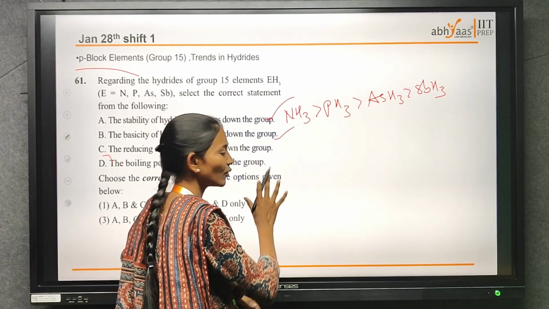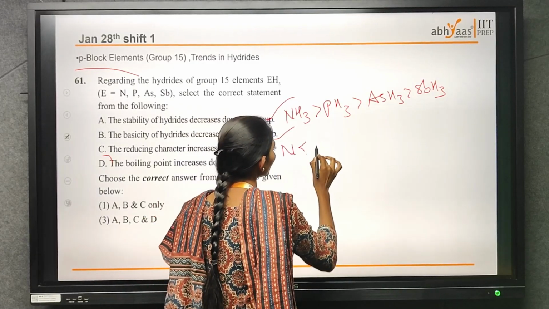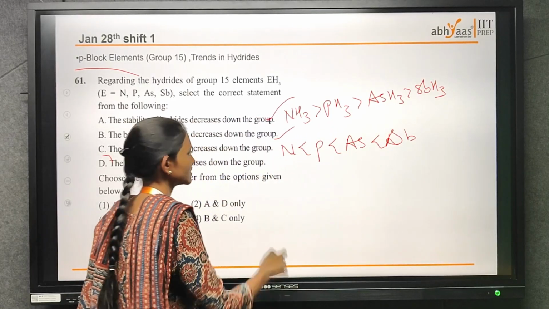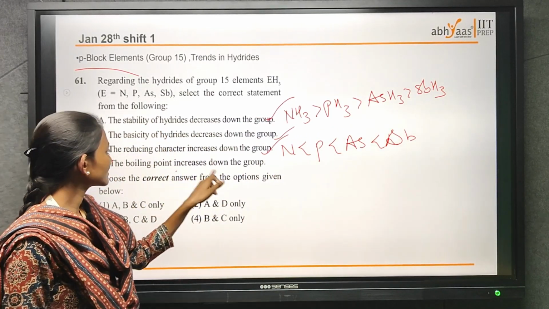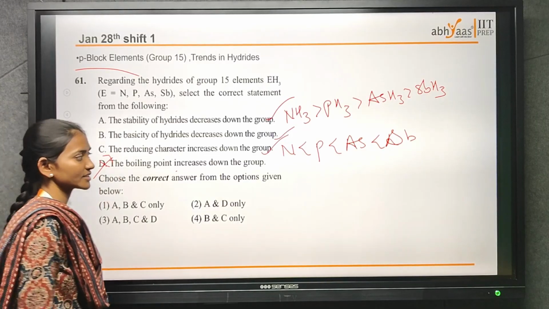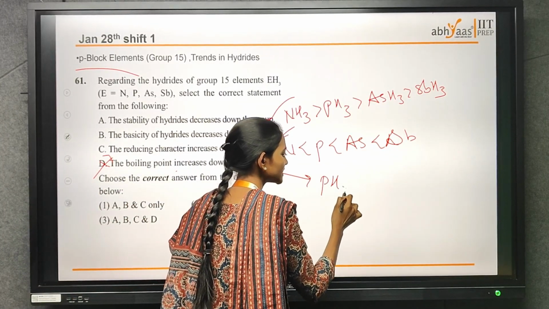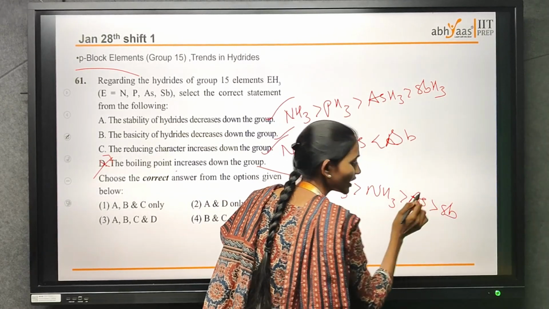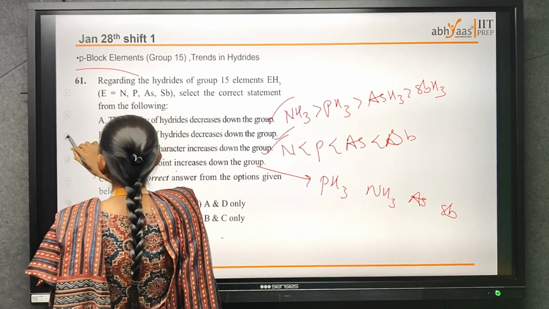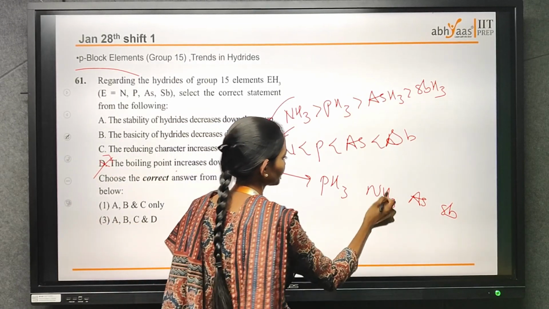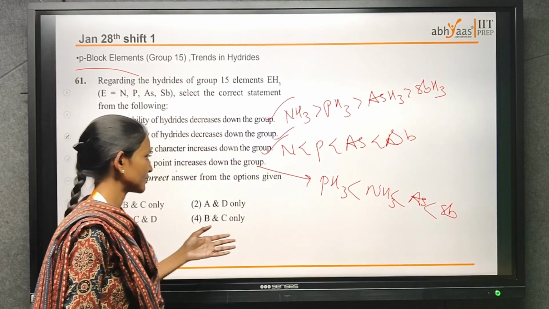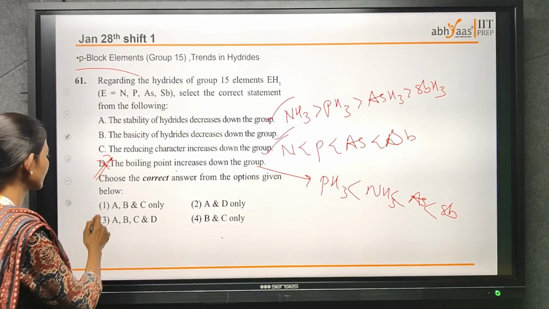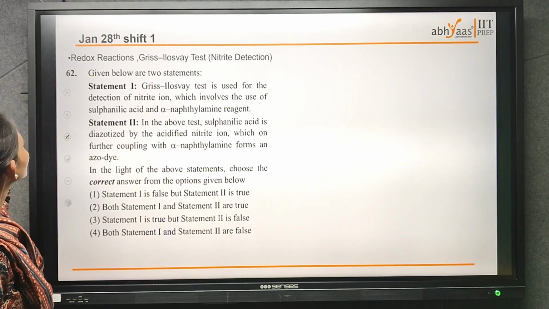If you see here, what happens? Nitrogen, phosphorus, arsenic and antimony. So this is also correct. And the boiling point increases down the group. Not at all. Here it is not going to decrease. Why? Because you have PH3, NH3 and arsenic and antimony hydrides that follow this. What is happening here? So it is not a correct statement, hence this is not correct. Choose the correct answer from the following options. So A, B, C is your answer, which is 1. Right? Moving on to the next question.